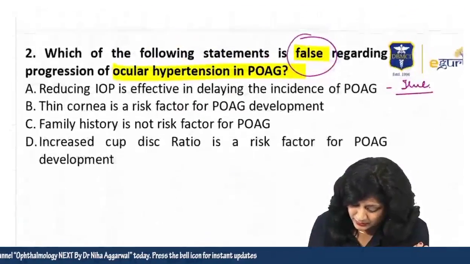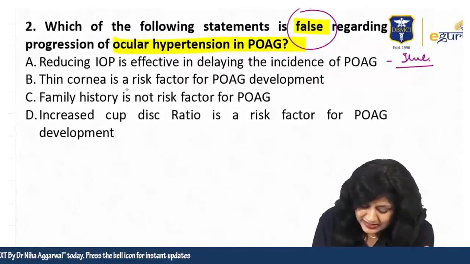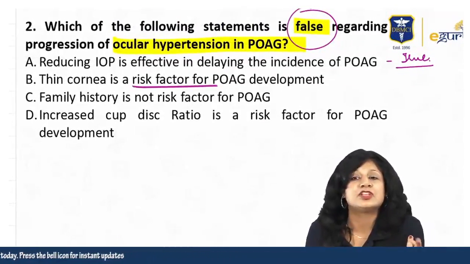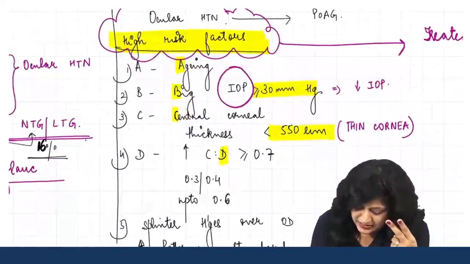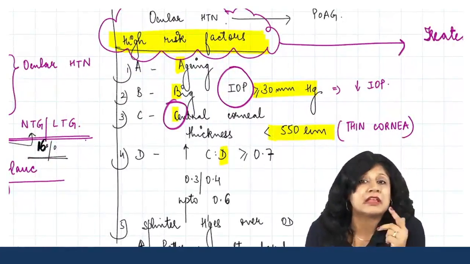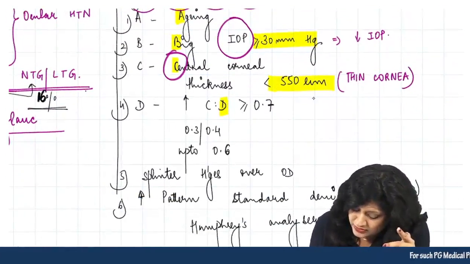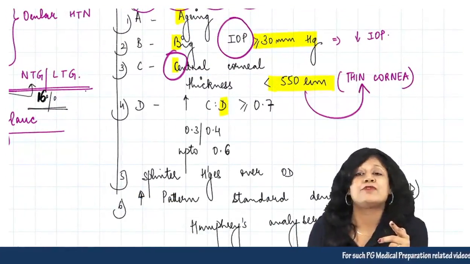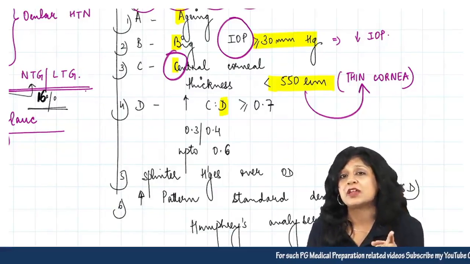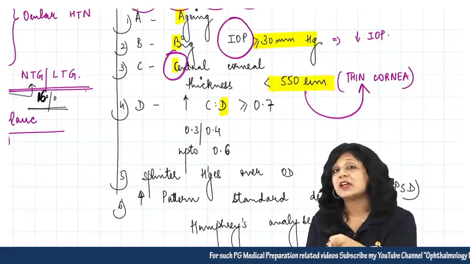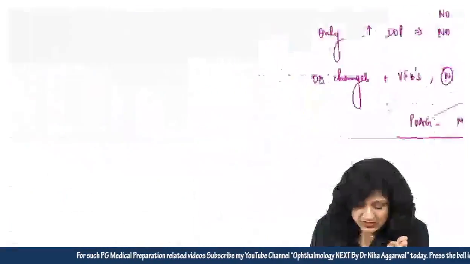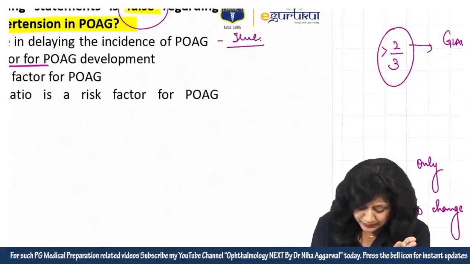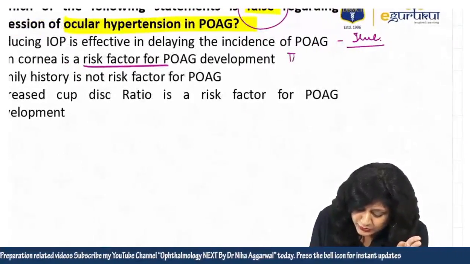Then coming to the second one, thin cornea is a risk factor for POAG development. So this is again certainly a risk factor. We have seen that the central corneal thickness also matters. If this thickness is less than 550 microns, then this thin cornea can again be a high risk factor for the conversion from ocular hypertension to POAG. So that means this is also a true statement.